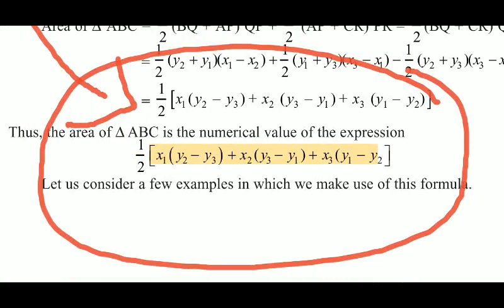When the area of the triangle is equal to 0, we will say the vertices A, B and C lie on the same line, and we will say the points A, B and C are collinear points. Please note down: when the area of a triangle is equal to 0, we say the points A, B, C are collinear points.